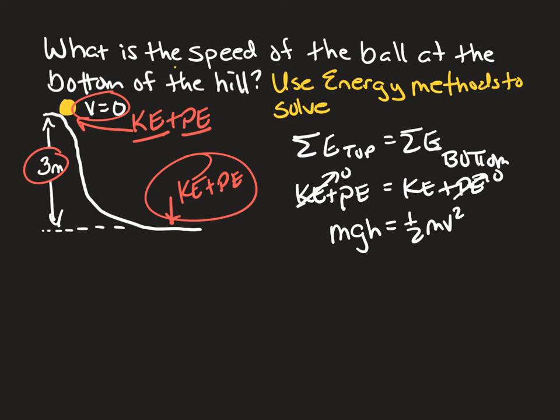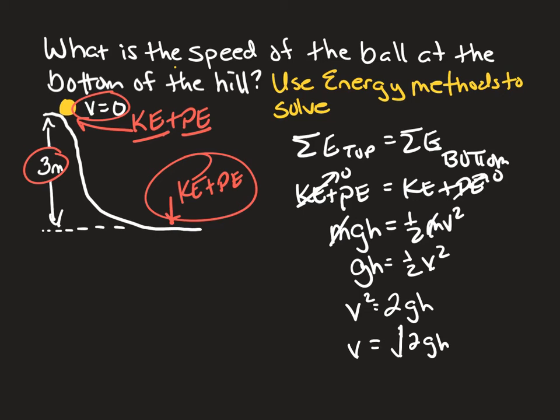Well, there's an m on both sides. Doesn't always happen, but it's nice when it does. So they go away. So gh equals 1/2 v squared. And I'm trying to find the speed, so I'll isolate v. Multiply both sides by 2 to get 2gh, and then square root both sides. So v is equal to the square root of 2gh.